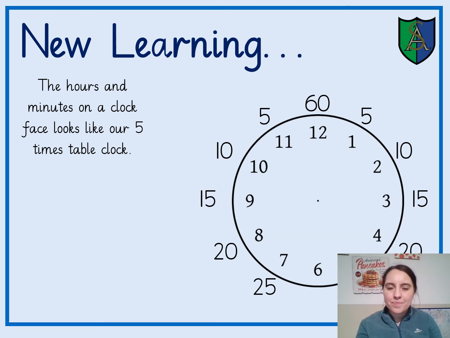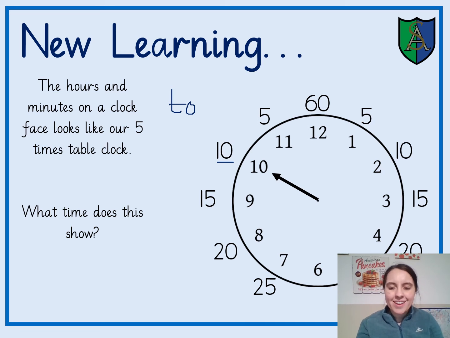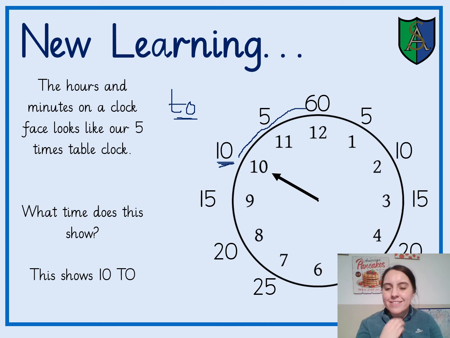Let's have a look at another one. Oh, what's it showing now? It's pointing towards this number here, and we know that it's the to side of the clock. What do we think it's showing? Say it out loud now. Well done if you managed to find out that it was 10 to. There are 10 minutes left till the next hour. If we look here on our scale, we've got 10 minutes until it gets back up to the top of the clock and it's o'clock and moves on to the next hour. Well done.